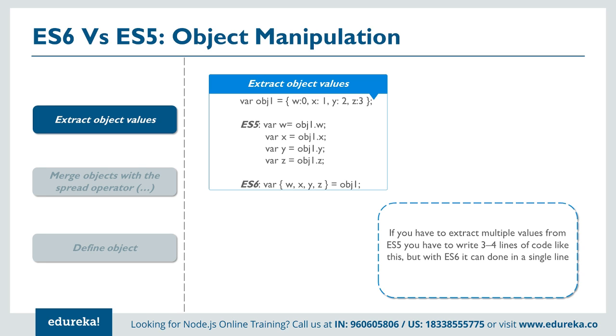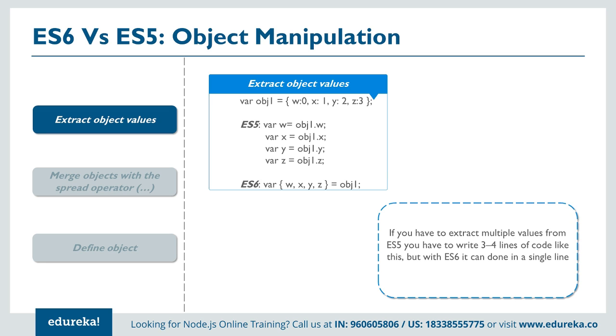So let's say we have a variable object1 and it has 4 properties w, x, y, z with values 0, 1, 2, 3. In ES5 we would say, let's say we want to assign each of these values to new variables. So in ES5 we would say w equal to object1.w, x equal to object1.x, and so on and so forth. But in ES6 we have this syntax which is called object destructuring, where you just type in whichever new variables that you want.